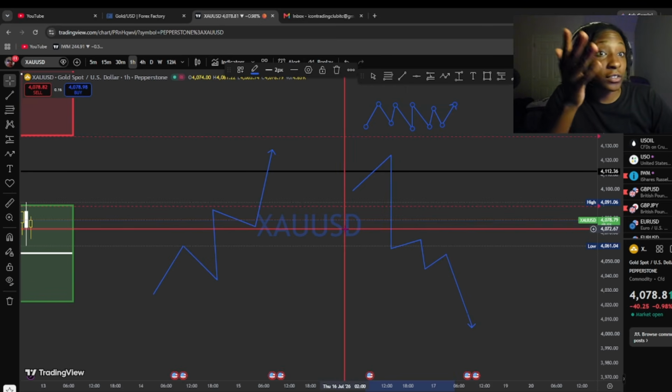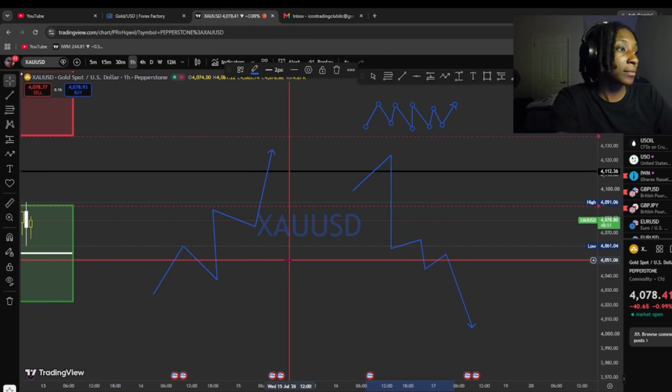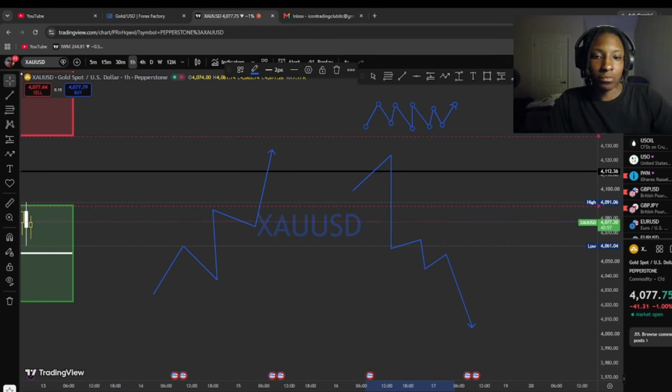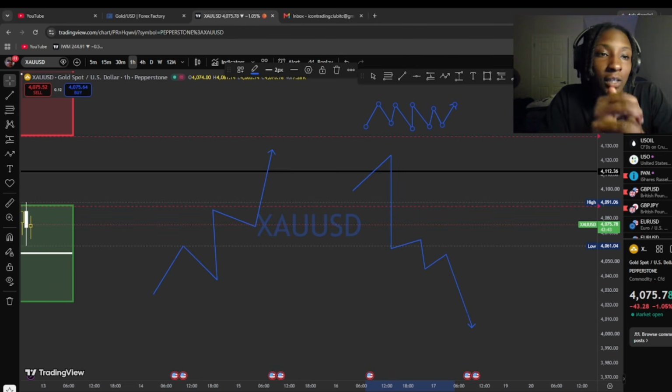So before entering a trade, you should always ask, what is the market currently doing? Price action is the foundation of becoming a confident trader. Before you learn strategies, you must learn how to read the market. That's so important. The goal is not to memorize patterns, the goal is to understand the story behind the price.